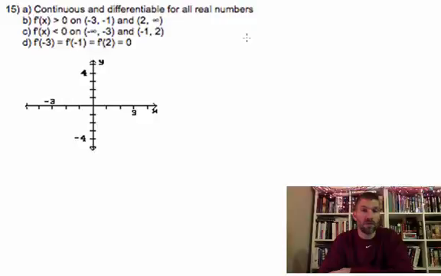Anytime that derivative is equal to 0, you have a max or a min. You have a curve on your graph that's a peak or a valley.